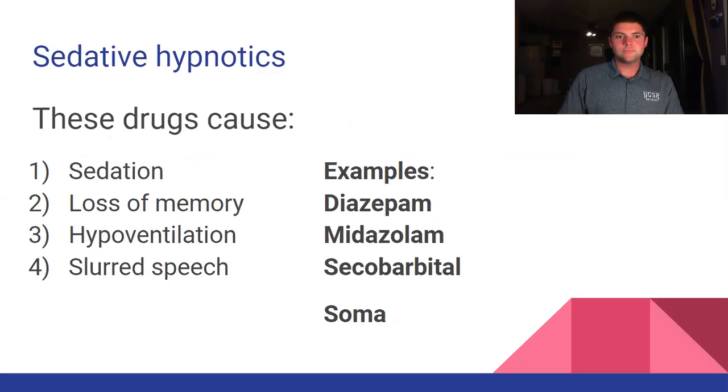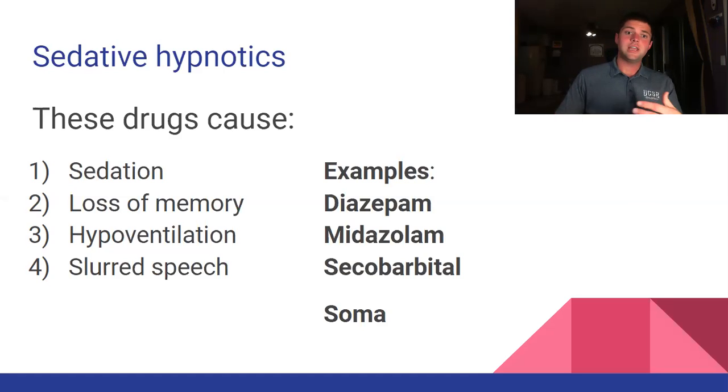Sounds about right. Okay, let's talk about sedative hypnotics. Sedative hypnotics are what they sound like. They're going to sedate you and they're going to hypnotize. When I say hypnotize, you're going to forget what's happening to you in that moment. This is called an amnesic effect. So it causes amnesia. They cause sedation, loss of memory, hypoventilation, and slurred speech.